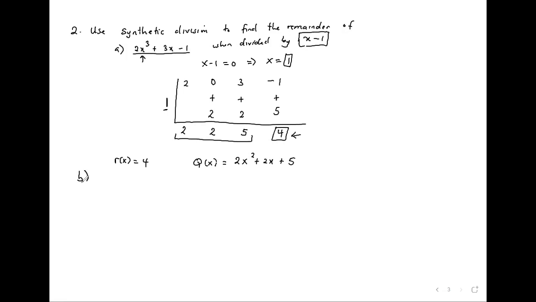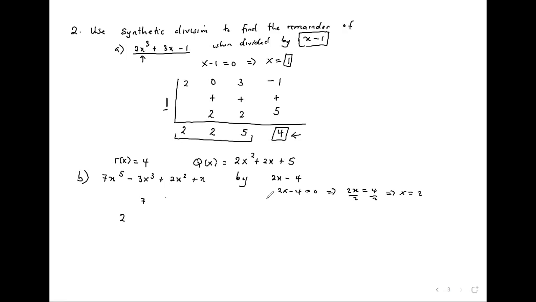B, if we divide 7x⁵ minus 3x³ plus 2x squared plus x by 2x minus 4. So first thing, you get 2x minus 4, you set it to 0. So 2x is 4, divide by 2. So x is 2. And then get the 2 out, get the coefficient 7, that is power 5.